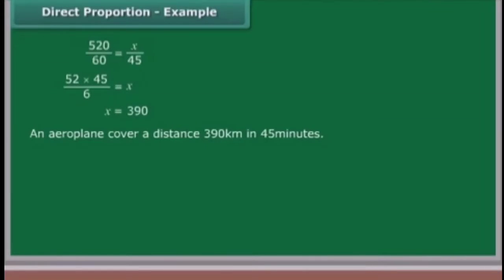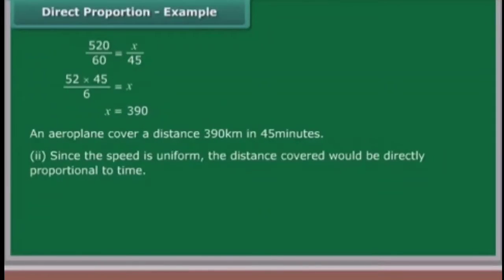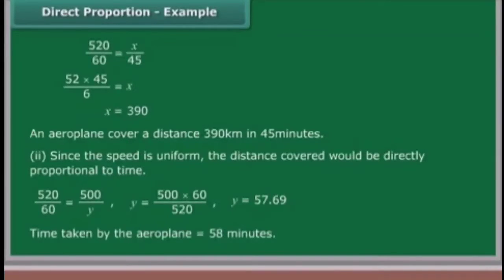An aeroplane covers a distance of 390 kilometers in 45 minutes. Since the speed is uniform, the distance covered would be directly proportional to the time. 520 upon 60 is equal to 500 upon y. So y is equal to 500 into 60 upon 520. y is equal to 57.69. Time taken by the aeroplane is equal to 58 minutes.